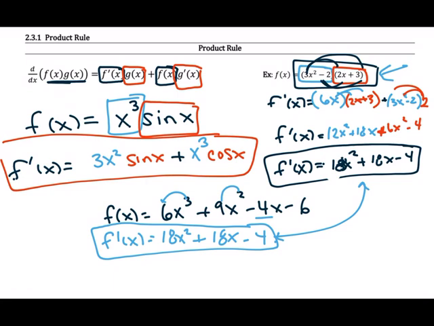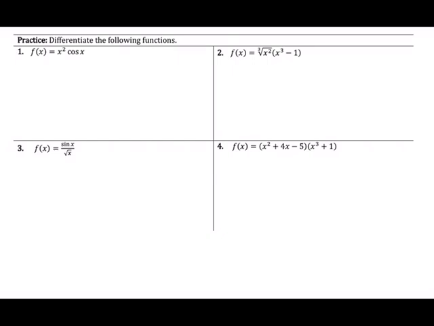Let's look at some more examples. Okay, so on number 1, I'm going to identify my two functions. Here's my first function being multiplied by my second function. So f prime of x is going to equal the derivative of the first. The derivative of x squared is 2x. I'm going to keep cosine x exactly the same. And I'm going to add the original function, which is x squared, times the derivative of cosine of x, which is negative sine of x.